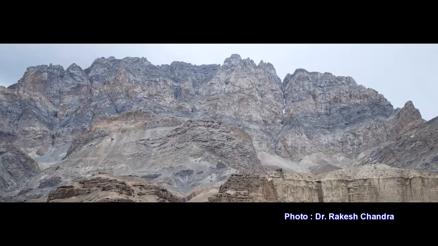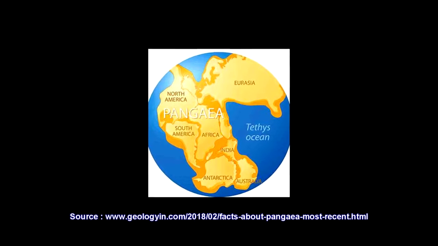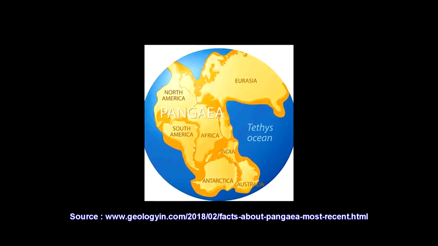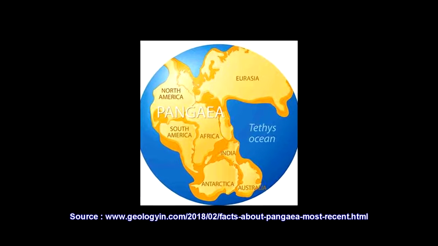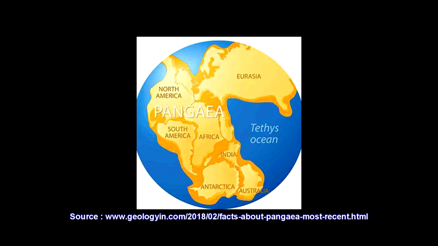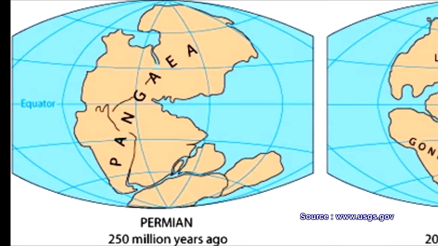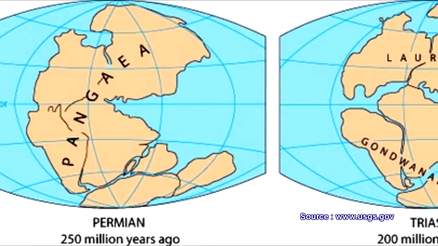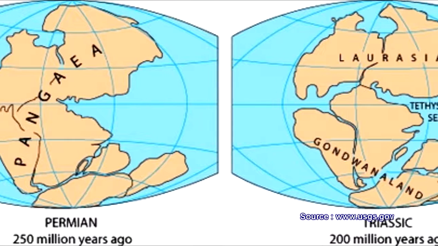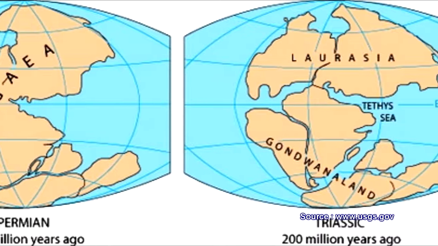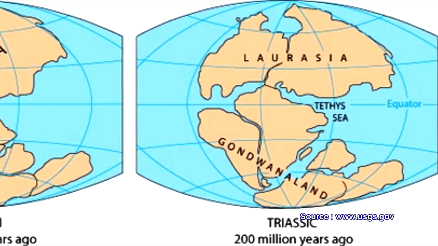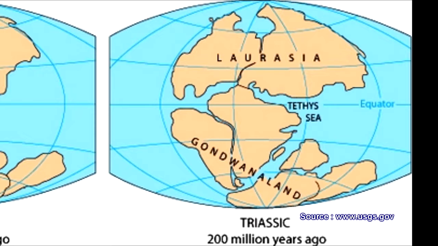During Permo-Carboniferous times, the formation of Laurasia land and Gondwana land took place. Let me explain a bit about this formation. Up to Permo-Carboniferous times, there was one land mass, that is Pangaea, surrounded by Panthalassa Sea. During Permo-Carboniferous times, there was east-west tension, due to which the Pangaea broke up into two continents, the northern continent Laurasia and the southern continent Gondwana land.